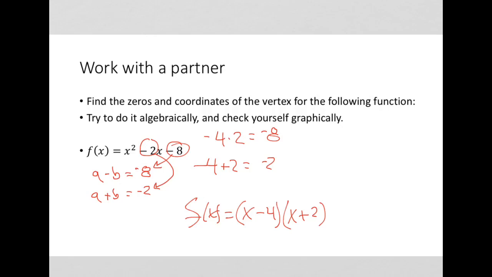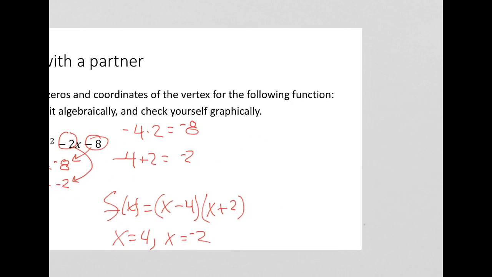And that tells me that my zeros will occur when x is equal to positive 4 and when x is equal to negative 2. So now I want to complete the square on this. So, how do you do that? How do you complete the square?